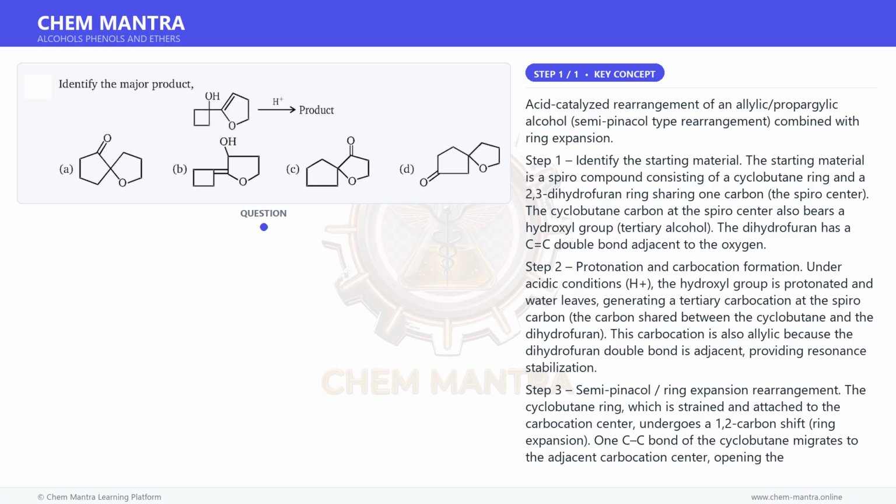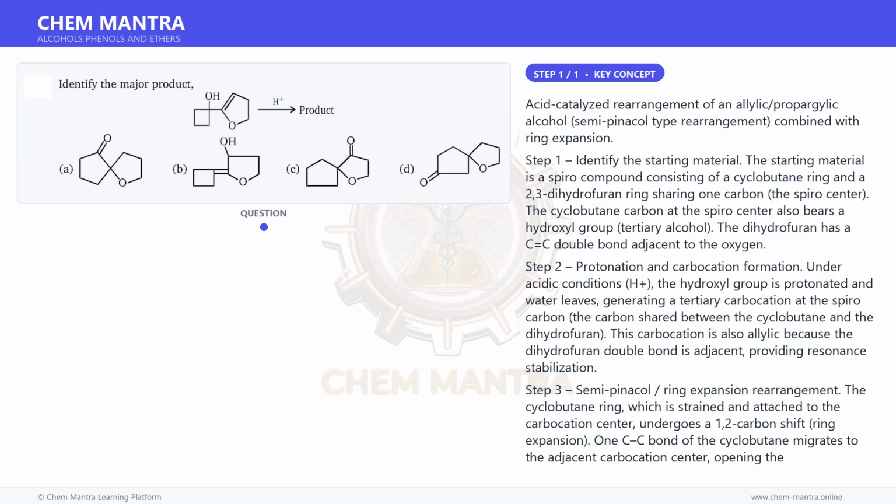Step 4. Formation of the product. After the 1,2 shift, the resulting carbocation is stabilized and quenched. The oxygen of the dihydrofuran ring remains incorporated in the product. The net result is a 1-oxaspiro[4.4]nonane skeleton with a ketone.